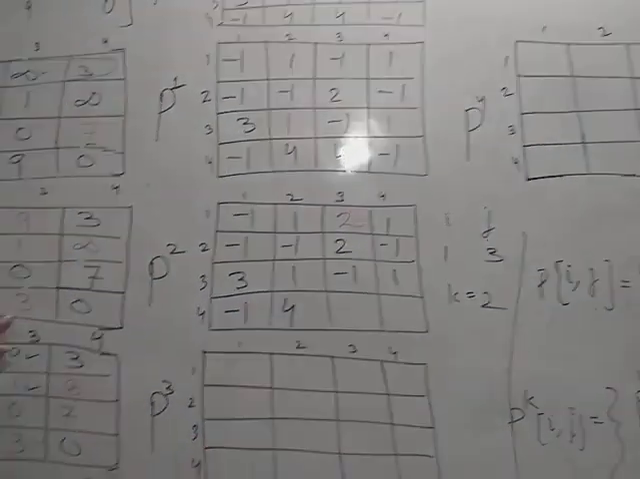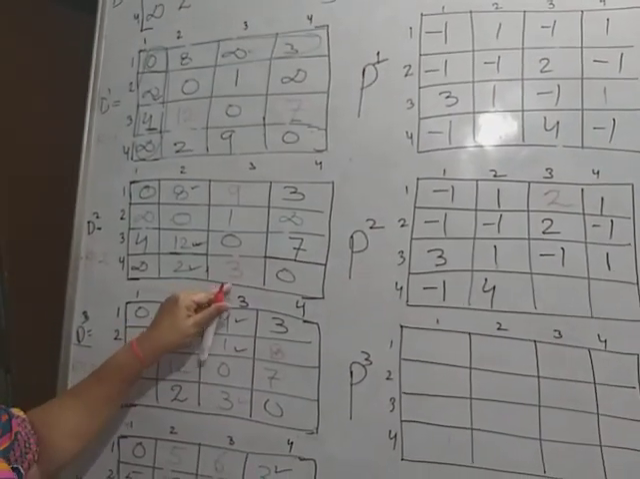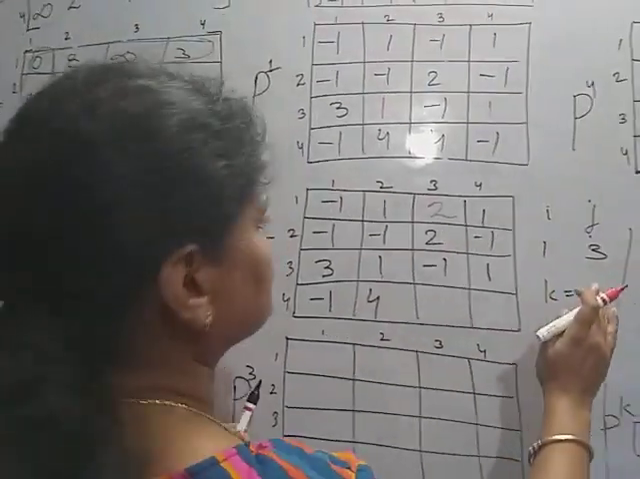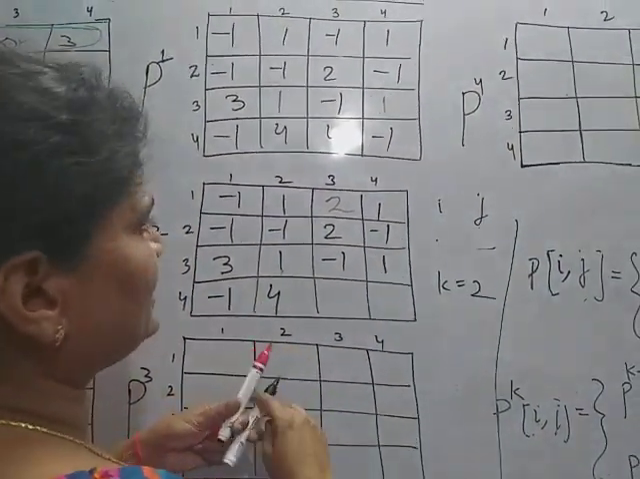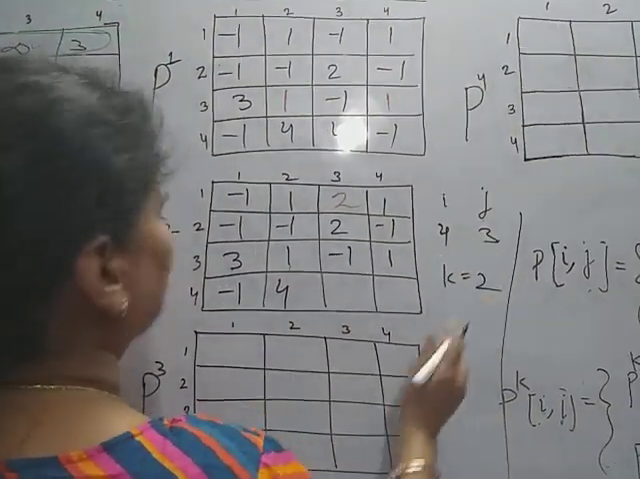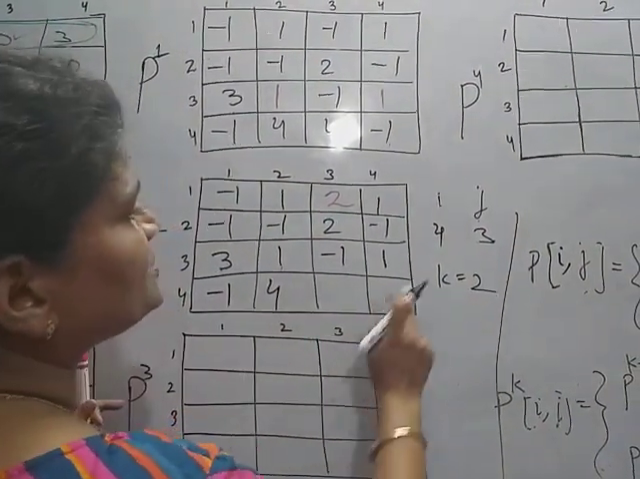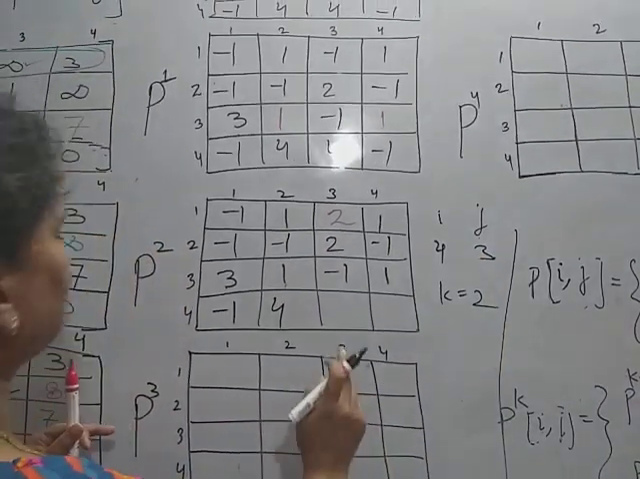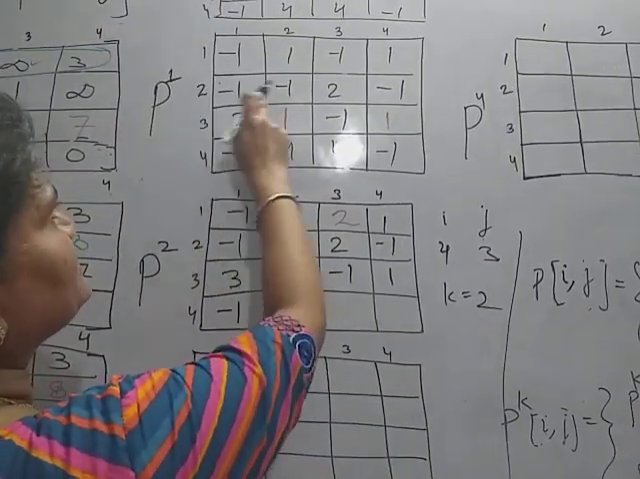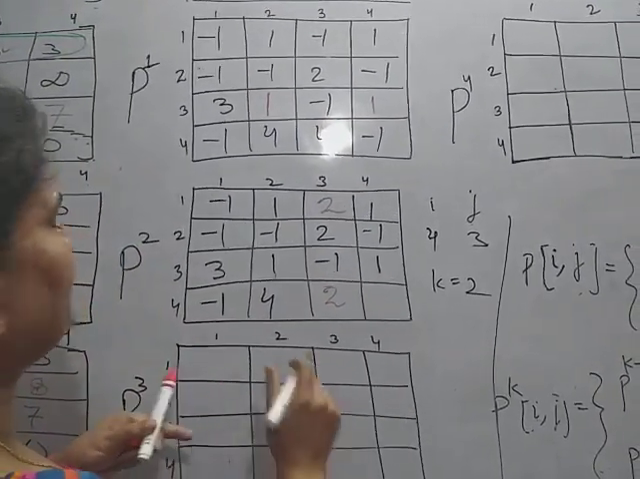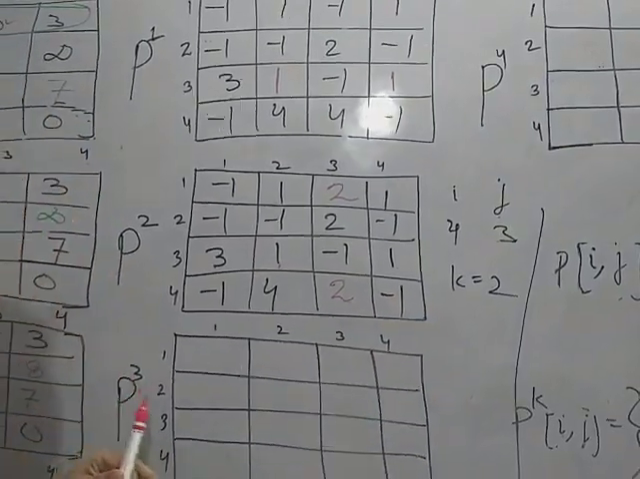Now this entry, see this entry is changed. So when this entry is changed, simply just what? i is 4 and j is 3 and k is 2, okay. So 4, 3 will be filled by 2, 3, okay. So 2, 3 in the previous matrix, 2, 3 is 2. So here 2 and then the previous entry is copied.